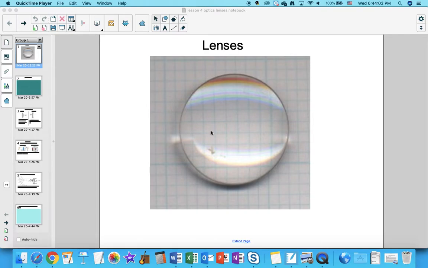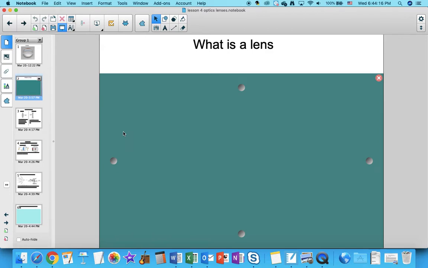Hi, if you're watching this video, you're watching the fourth lesson in optics. In this lesson, we'll be talking about lenses and what they are. All of you have seen a lens at some point, and if you've ever used glasses, then you've definitely seen lenses. So, what is a lens?